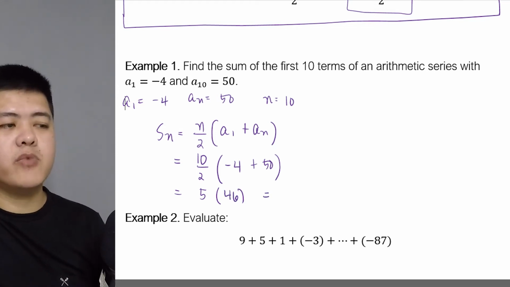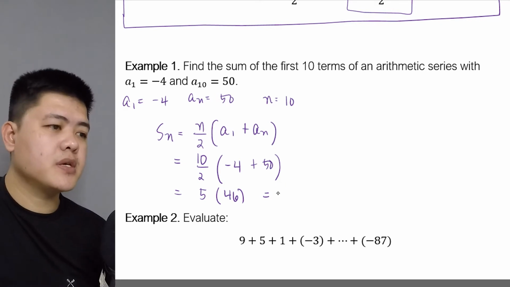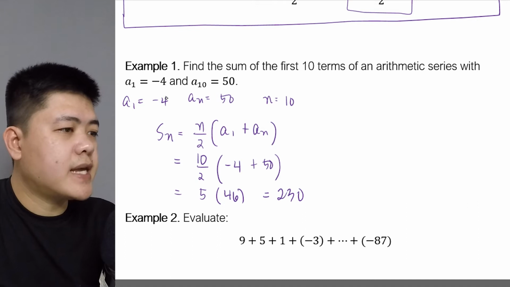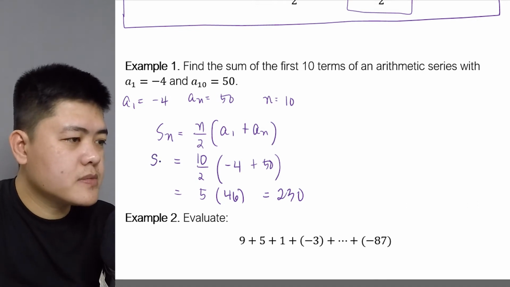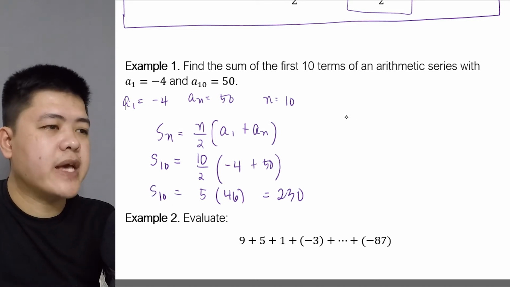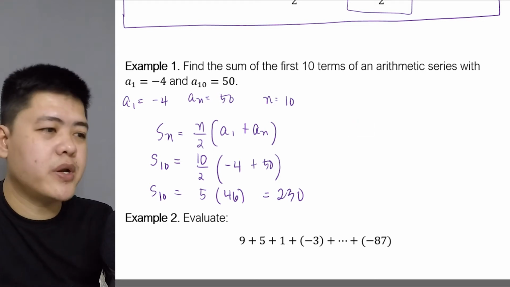And what's 46 times 5? 46 times 5 is 230. Is it 230? Kasi 5 times 40 is 200, 5 times 6 is 30. Is 230. Therefore, kailangan pala na to. Sabagay. So, magiging S sub 10 na to, no? S sub 10. Okay. So, therefore, S sub 10, or the sum of the first 10 terms, is equivalent to 230.